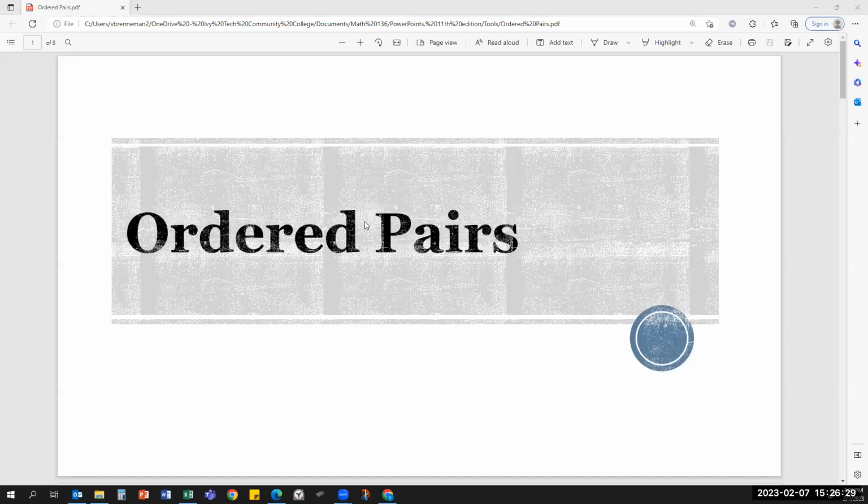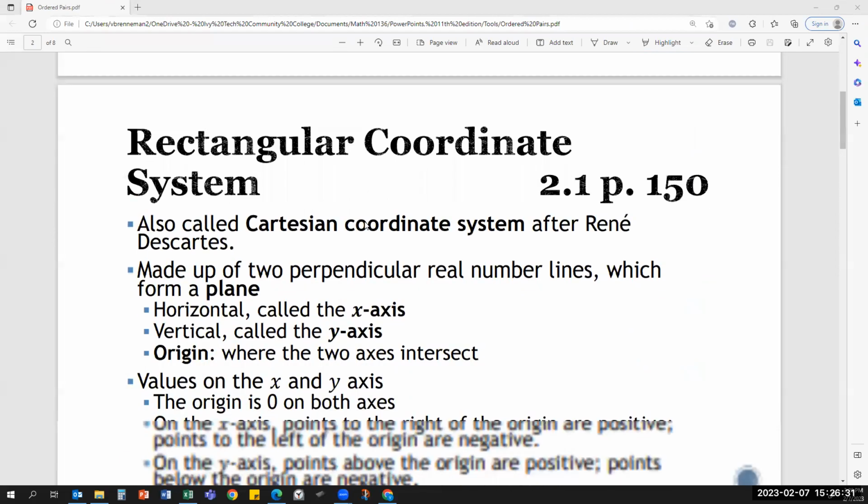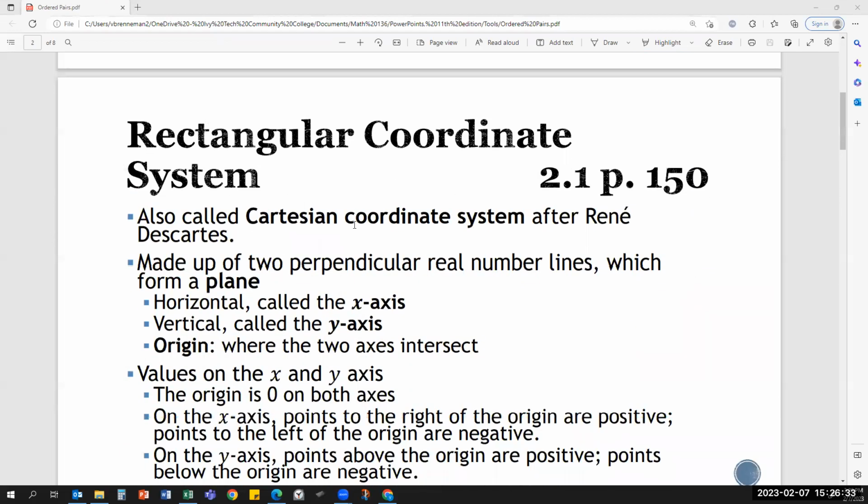Let's talk about ordered pairs. So, I have various things related to this, but it's just kind of a general heading. But starting with the rectangular coordinate system in general, also called the Cartesian coordinate system, it's made up of two perpendicular real number lines, which we say then form a plane. So we're looking at an entire flat surface that we're imagining really is going on forever in all directions.